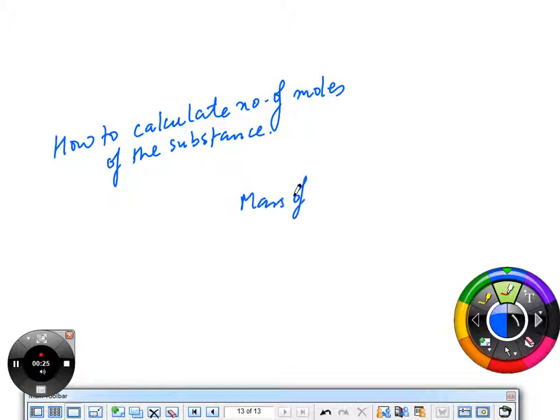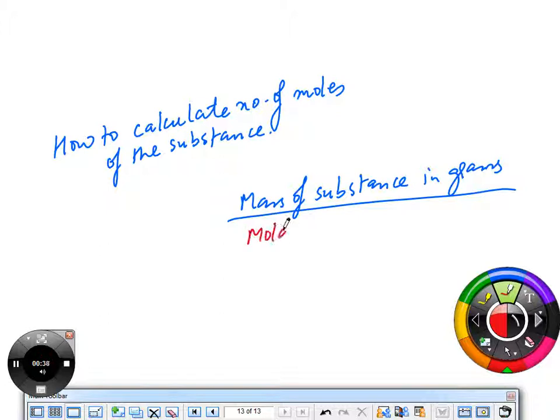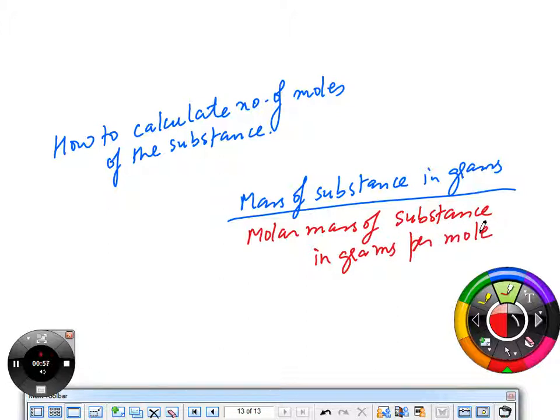मास ऑफ सब्सटेंस इन ग्राम्स डिवाइडेड बाय molar mass of substance in grams per mole. This is how we calculate.